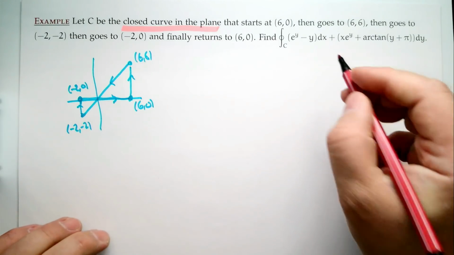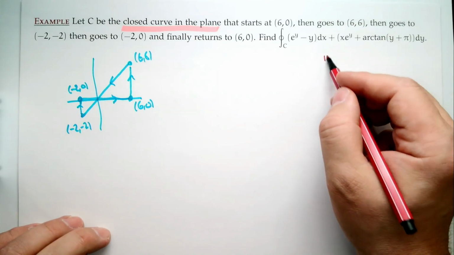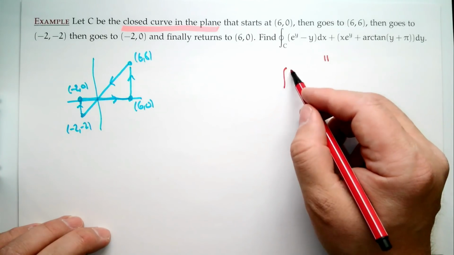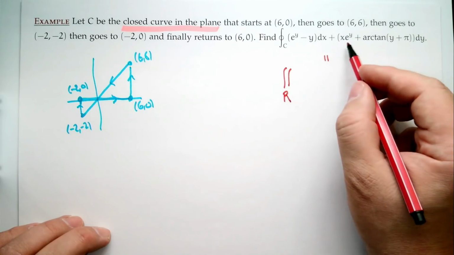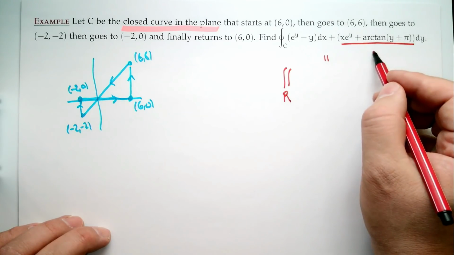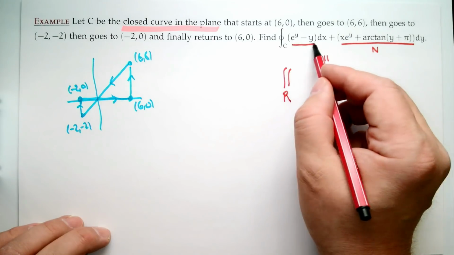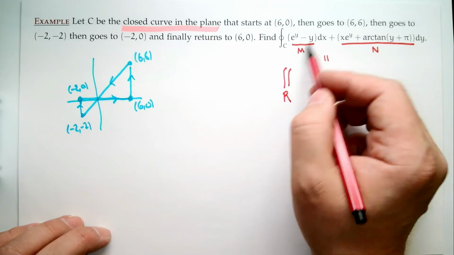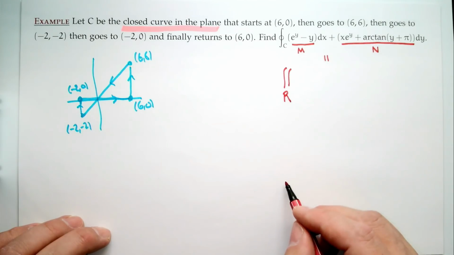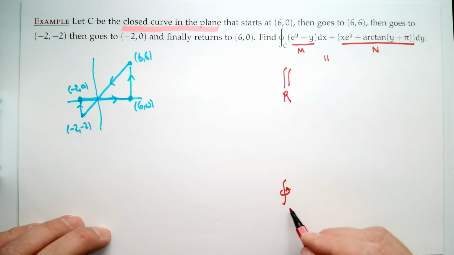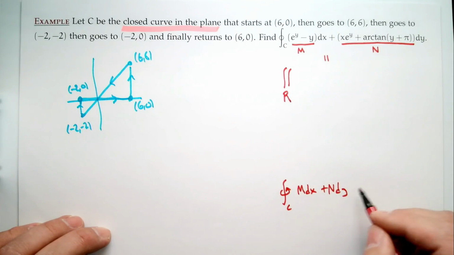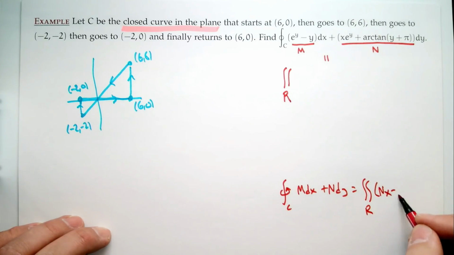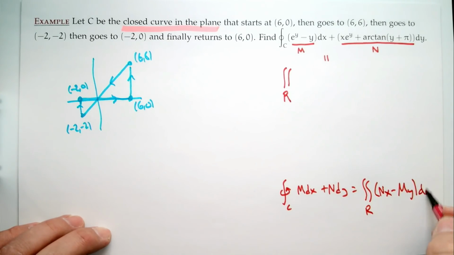Well, for the moment, let's see what Green's theorem would say. Green's theorem would say this is the integral over our region of what? Okay, so let's just pause and say, if we think of this as m dx plus n dy, Green's theorem says that the integral over the curve of m dx plus n dy is equal to the integral over our region of n sub x minus m sub y dA.